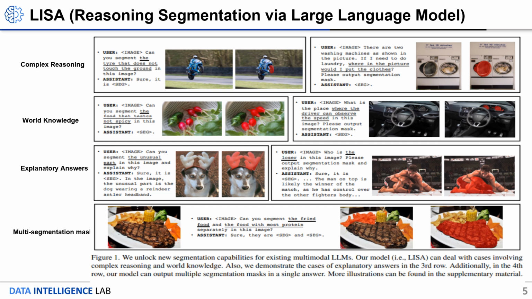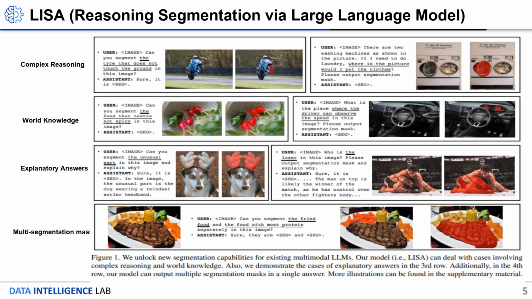And this shows it can combine segmentation with language generation. The sixth example is the dog. The query asks to segment the unusual part and explain why. LISA identifies the reindeer antlers as unusual, segments them, and explains why in text.